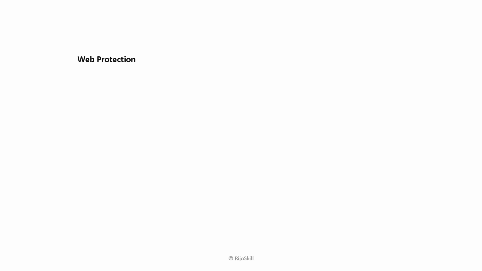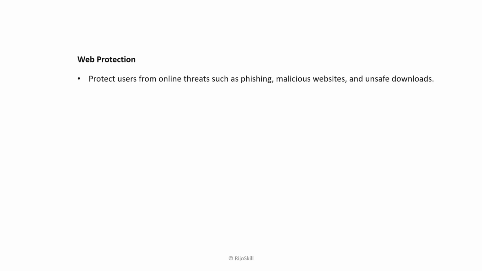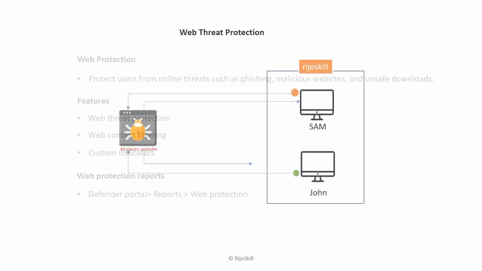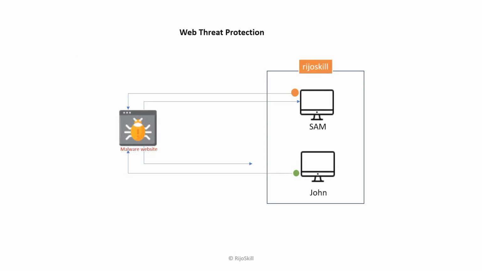First, we will discuss what is web protection. Web protection protects your user from online threats such as phishing, malicious websites and unsafe downloads. And what are the features available for web protection? Web threat protection, web content filtering, and custom indicator. And how can we get the web protection report? Defender portal report and web protection. We will go for the first feature, web threat protection.